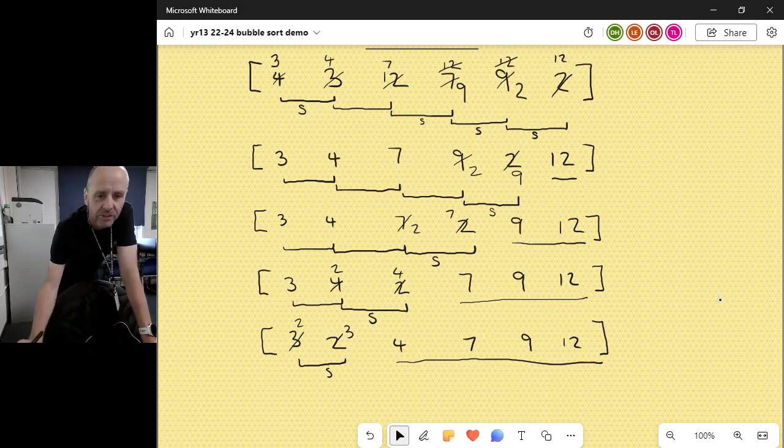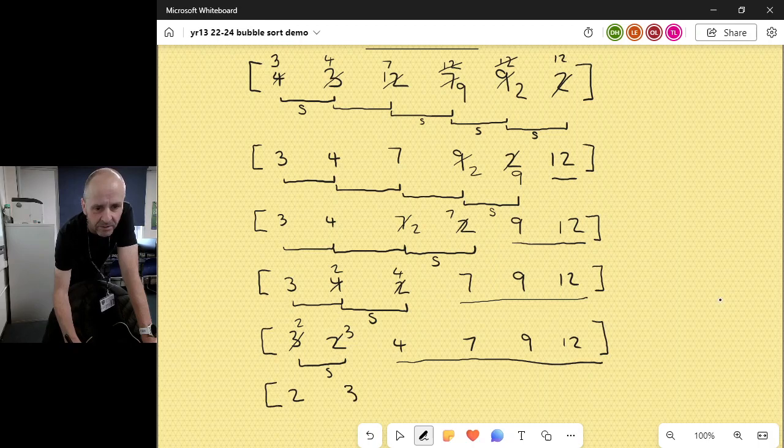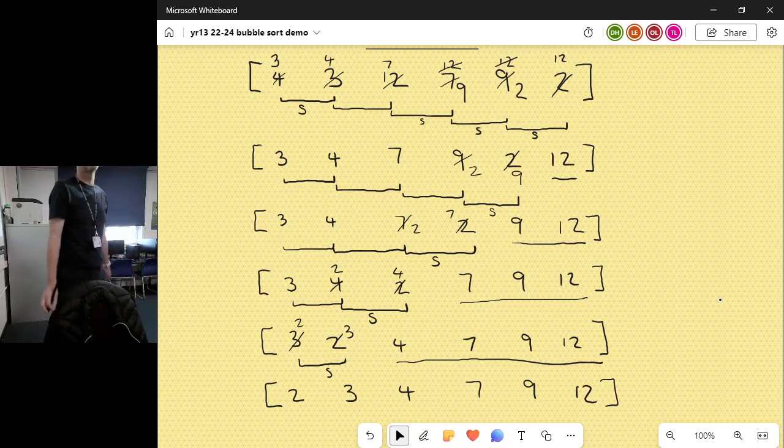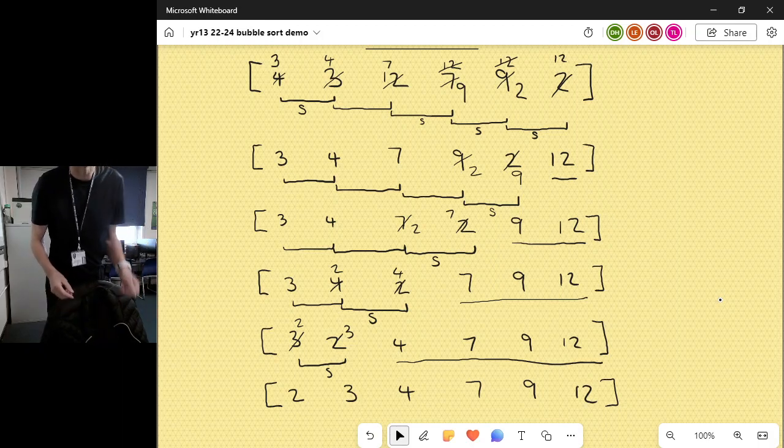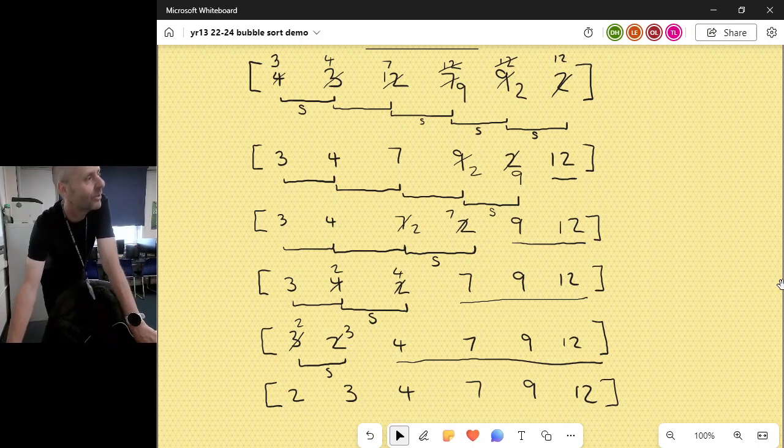So our final setup is just going to be what we copy down. So 2, 3, 4, 7, 9, 12. That is bubble sort. Please don't ever, if you go into coding, write it for anything unless you're doing it as a joke. And call it quick sort or something. That'd be quite interesting.